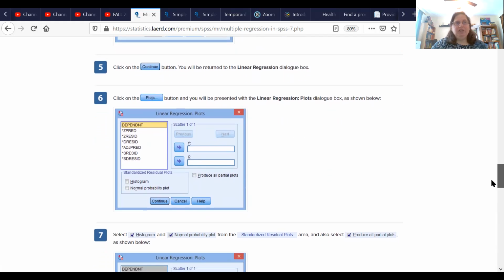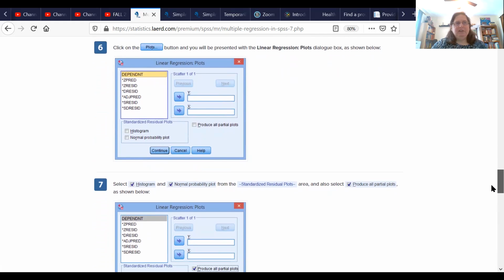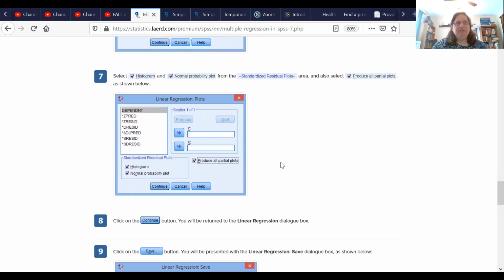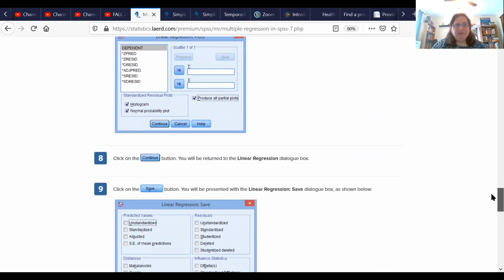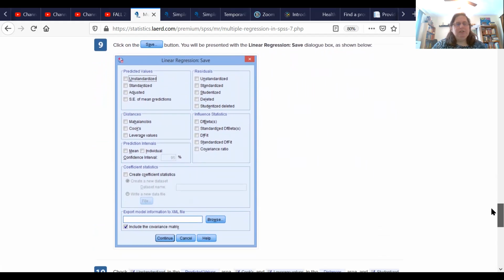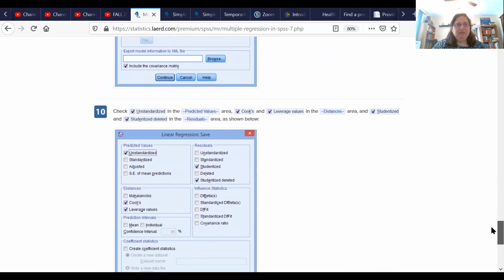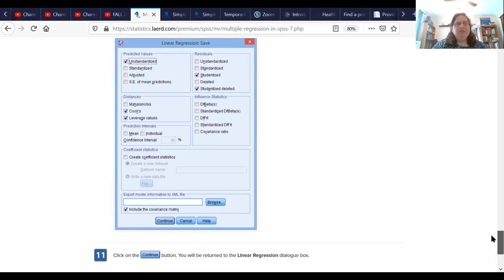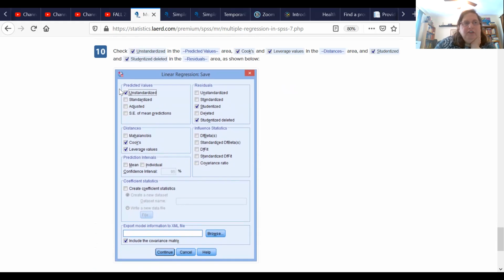Okay. So click on the continue button, and then you'll click on the plots button, and then you're going to check off histogram, normal probability plot, and produce all partial plots. So here, here, and here. Just check those off. Click on the continue button, go to save. And you're going to save unstandardized, studentized, deleted, cooks, and leverage, and include the covariance matrix.